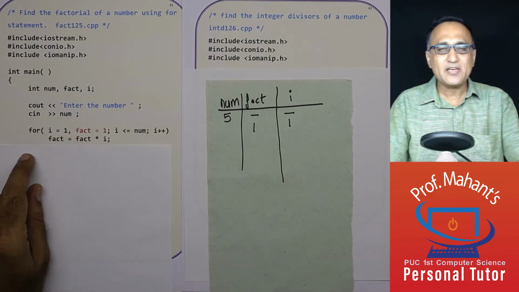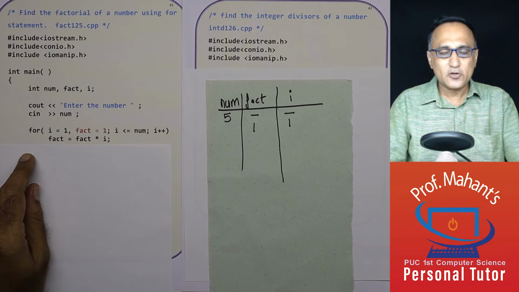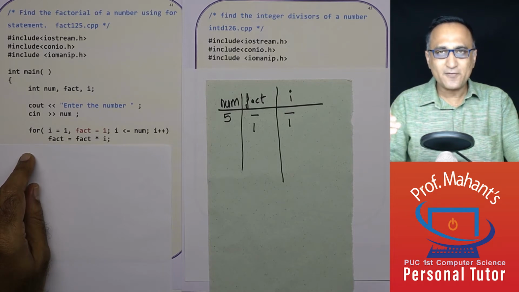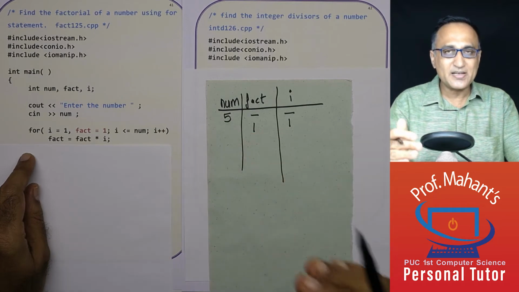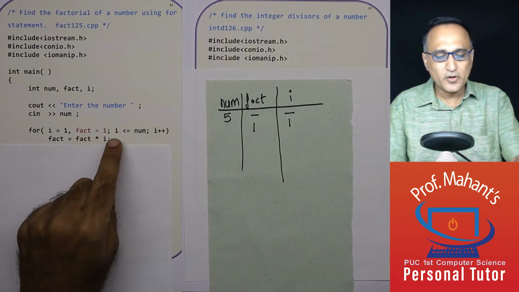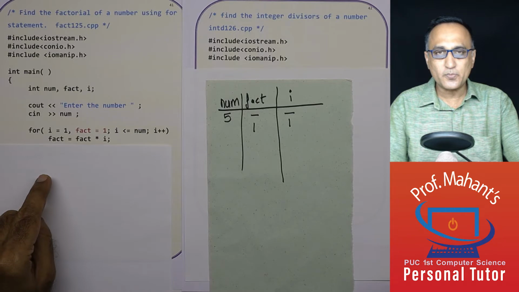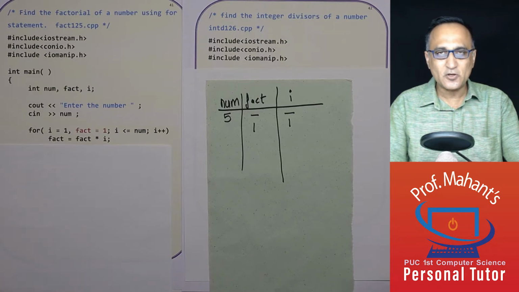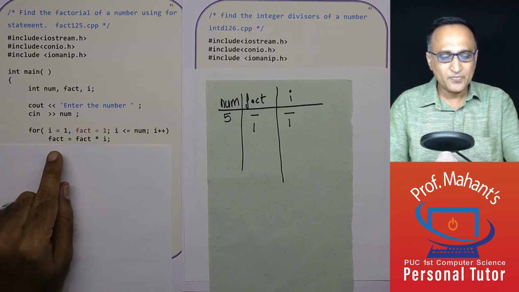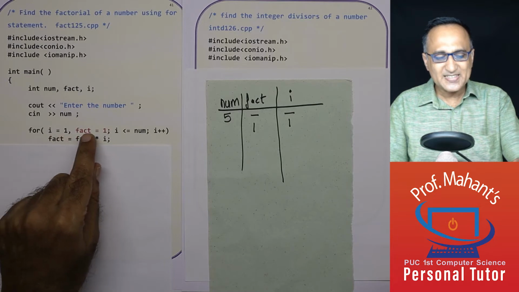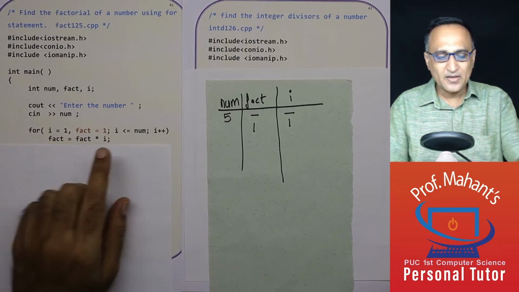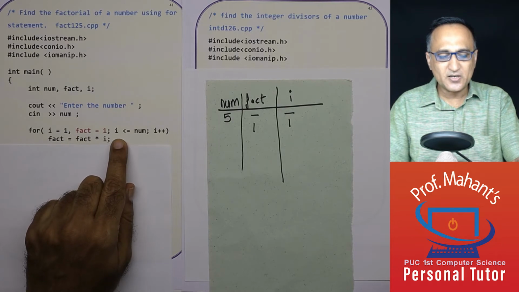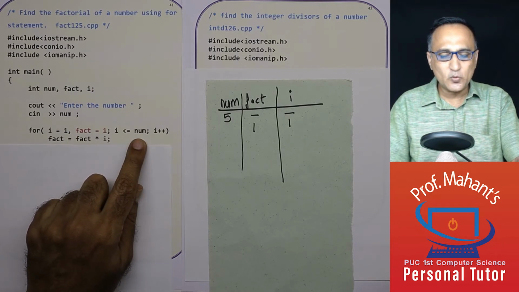The reason I am making fact equal to 1 is because factorial of 0 is 1, factorial of 1 is also 1. So if the user enters the number as 0 or 1, it will not even go into the loop and it will directly print that factorial of 0 or factorial of 1 is 1. Now, once this initialization is done, it is never going to be used in the for loop again. I am going to check the condition: I is less than or equal to number.